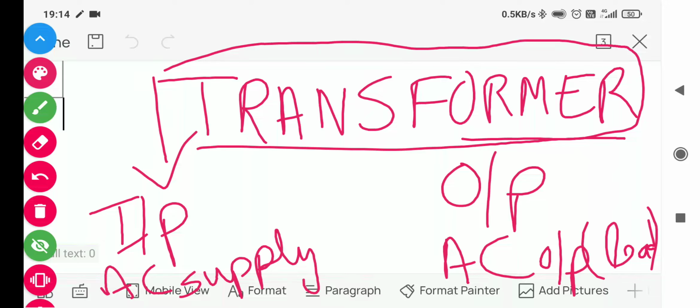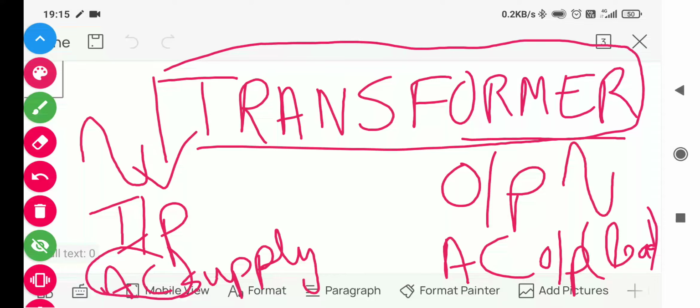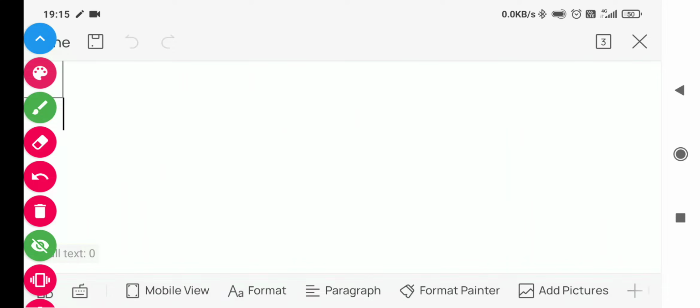So the question may now arise in your mind. We said the input is AC, so we are giving a sinusoidal input, suppose. And the output would be again sinusoidal. So where is the change in the appearance or nature, as I was saying in terms of the definition? So let us understand the phenomena.